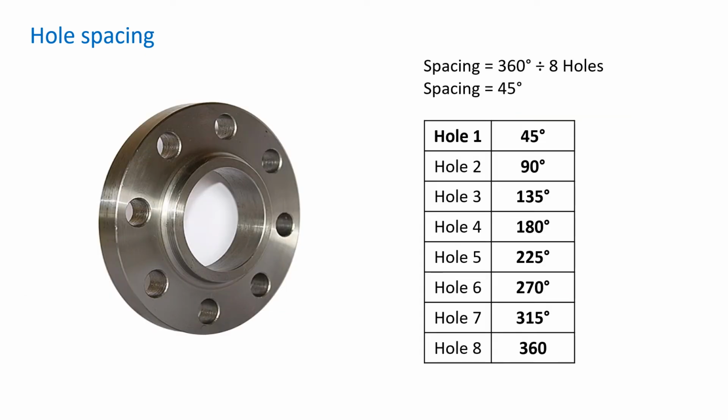In this example, we have 8 holes, so 360 degrees divided by 8 is the spacing of 45 degrees. Here we can see on the job setup table, hole number 1 will be 45 degrees, hole number 2 will be 90, and it increases in increments of 45 degrees until we get to 360 degrees. Obviously, if I drilled my first hole at 0 degrees, my 8th hole would be at 315 degrees.